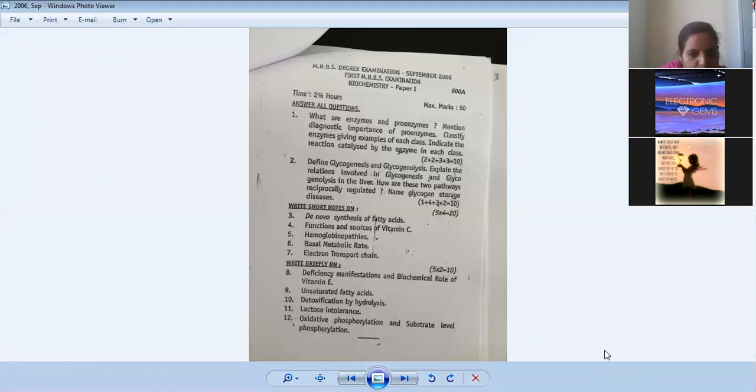That's enough. Okay, then what is BMR? Basal metabolic rate.